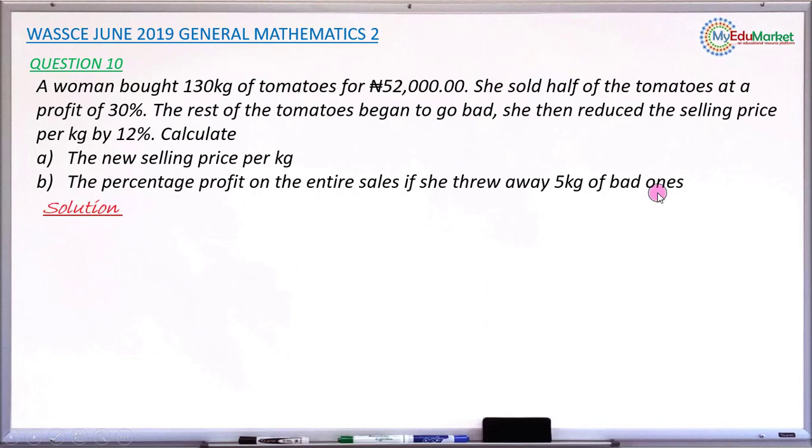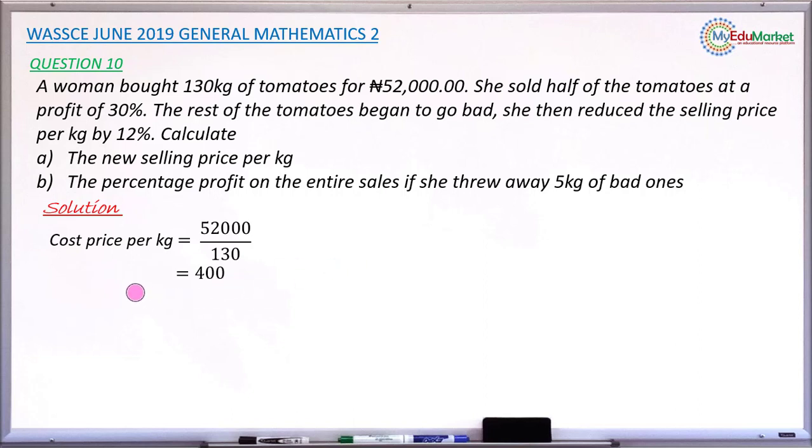Solution to the problem. What you do first is to get the cost price per kg of tomatoes. The total price of this 130 kg is 52,000. So the cost price per kg of tomato will be the total cost divided by total kg. So 52,000 divided by 130 gives 400 naira. This will now be the cost price per 1 kg of tomato to the woman.